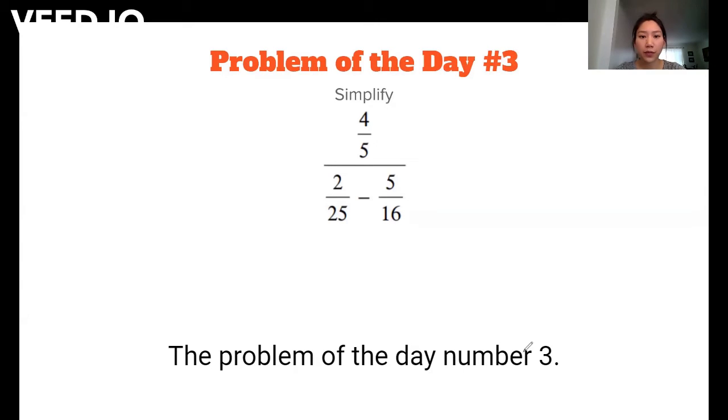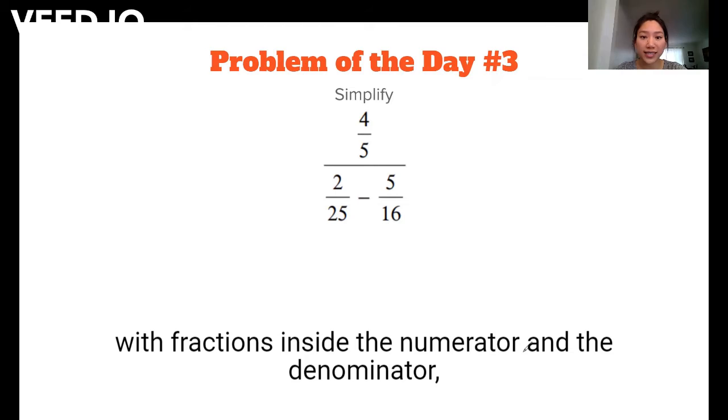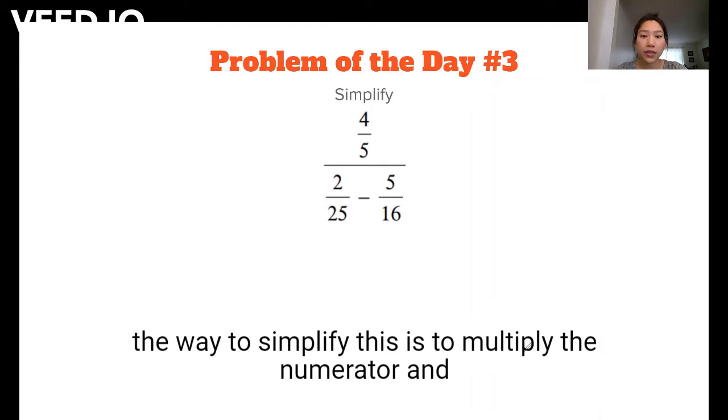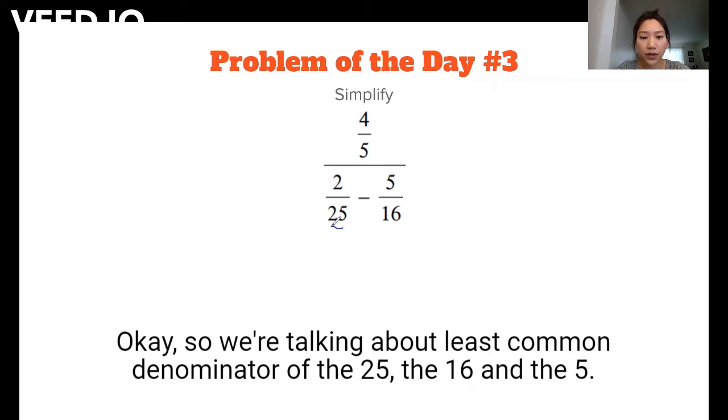Problem of the day number 3. If you're given a really complicated fraction with fractions inside the numerator and the denominator, the way to simplify this is to multiply the numerator and the denominator by the least common denominator of the denominators. Okay, so we're talking about the least common denominator of the 25, 16, and the 5.